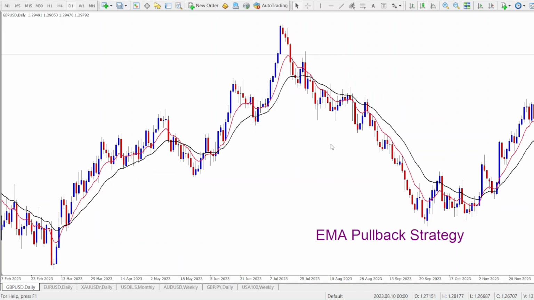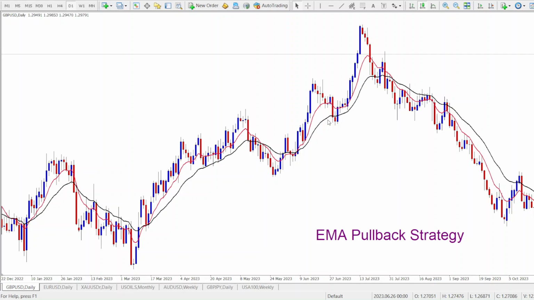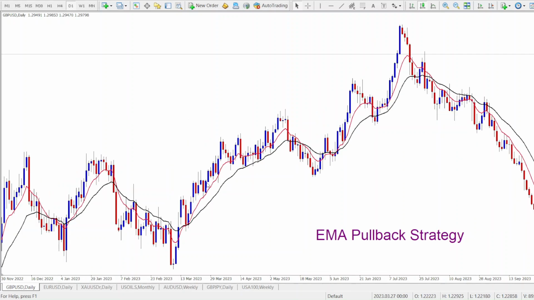So basically, what you want to be looking out for is pullbacks of price towards the EMA. For example, we can see that this is obviously a bullish trend, because price was consistently going up, recording higher highs and higher lows. So what we have to watch out for is when price comes back to touch the EMA. Right after the pullback, you can enter a trade in the direction of the trend.